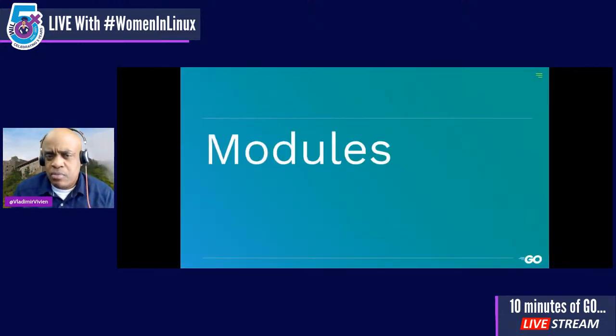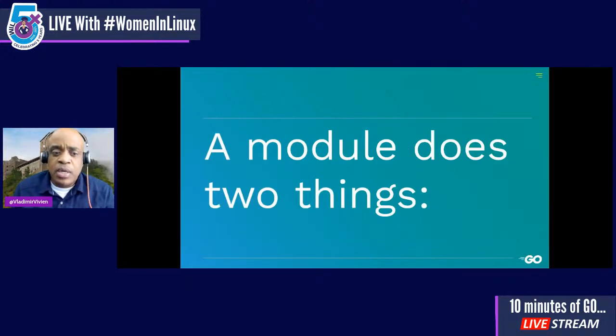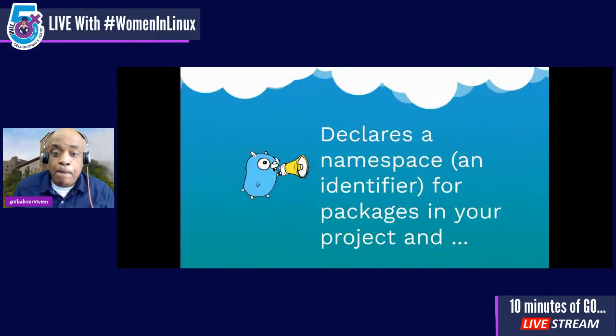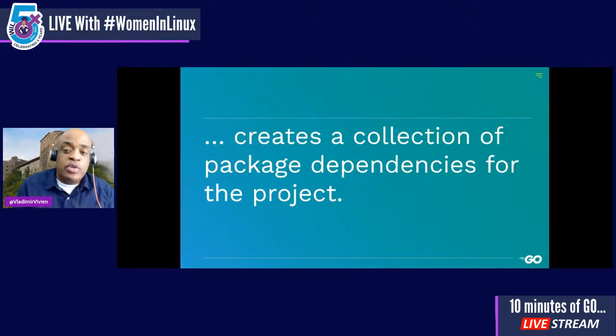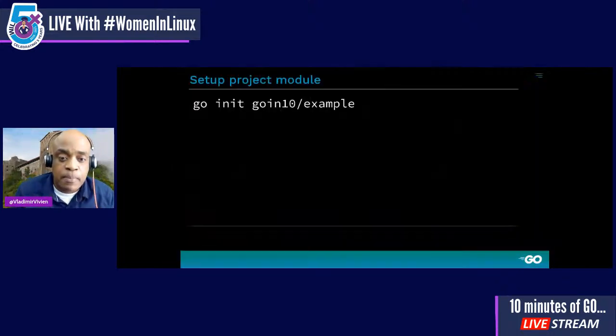So let's take a quick look at what modules are. Because we talked about packages, now there's another concept called modules. A module does two things. It declares a namespace, basically an identifier for packages in your project, and we'll see what that means and what that looks like. And it also creates a collection of package dependencies for your project. So if your project relies on external packages, in your module you would declare where those packages are and how to get access to them. And again, we'll see how that works.